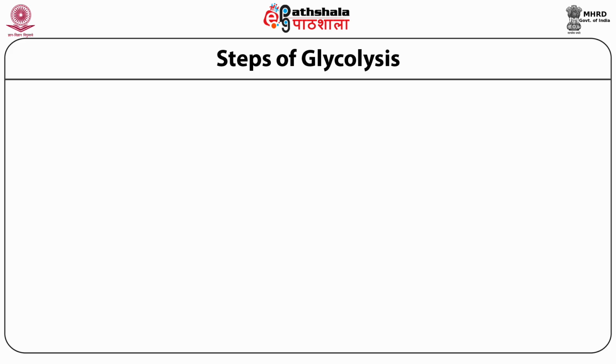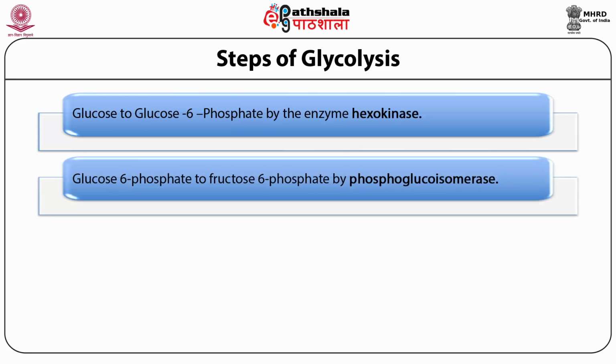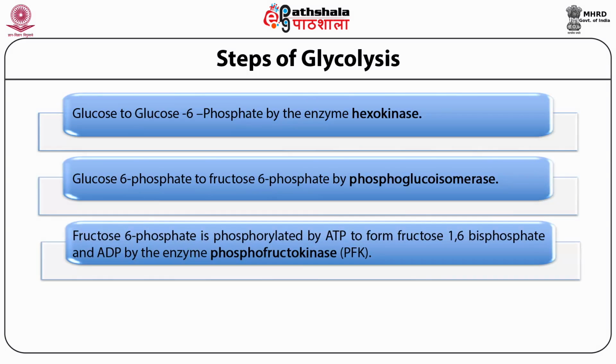Now my friends, let's look into the steps of glycolysis. We already discussed briefly the same. The glucose is getting converted into glucose 6-phosphate by the enzyme hexokinase. Glucose 6-phosphate to fructose 6-phosphate by the enzyme phosphoglucoisomerase. Fructose 6-phosphate is phosphorylated by ATP to form fructose 1,6-bisphosphate and ADP by the enzyme phosphofructokinase. Over here, 1 molecule of ATP is consumed. In the first step also, 1 ATP molecule has been consumed.